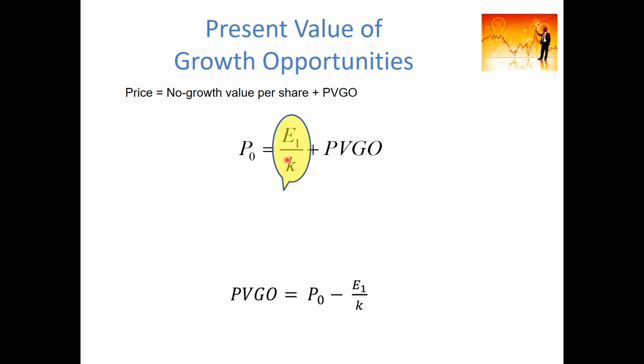So what must remain in our valuation here is the present value of our growth options, this part. By rearranging this equation, we can say that the present value of growth options must be the theoretical value of the share price, that is P naught, and we can use the dividend discount model to come up with its value, minus expected earnings in the coming period divided by the required rate of return.